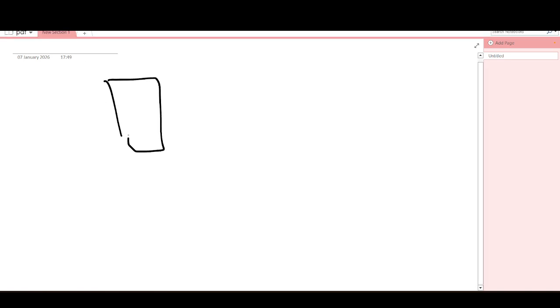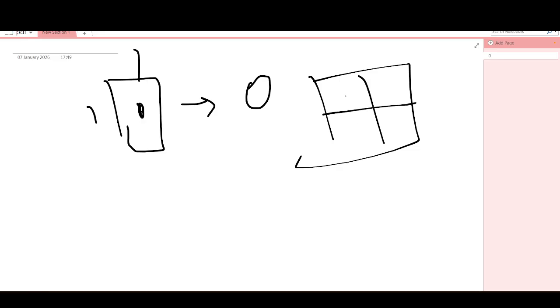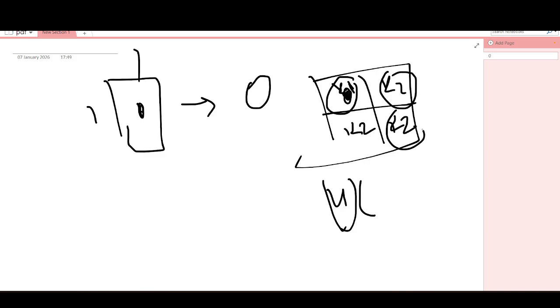For 1 cross 1, there are no such positions since there is only one block where two knights cannot be placed, so the answer will be 0. Now coming to the 2 cross 2 board, if I place a knight k1 here, the other knight can be placed on three places: here, this block, and this block. So k1 can be placed on 4 places, and for k2 we are always left with 3 places. So here the total number of ways will be 12.